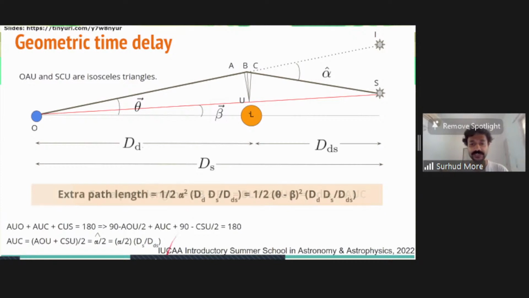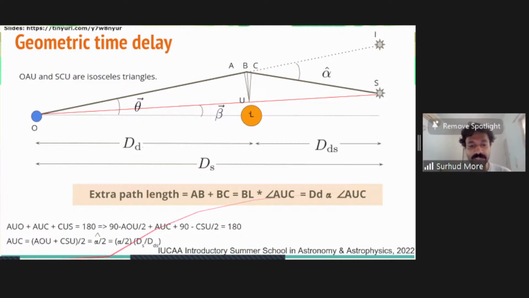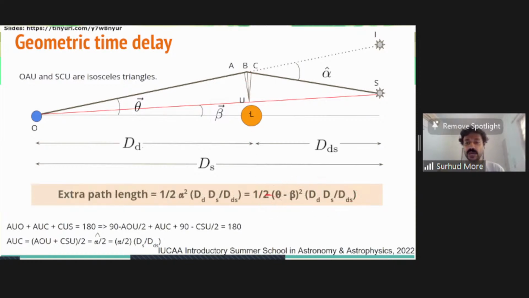Now that you have that, you can ask, what is the additional path length that you get? Because you wanted this angle, and we have worked out what this angle is. So we can substitute this equation, alpha by 2 times ds by dds, into this particular equation to get the extra path. The extra path length is equal to half times alpha squared times this quantity dd ds divided by dds. This alpha is the scale deflection, so this angle here.